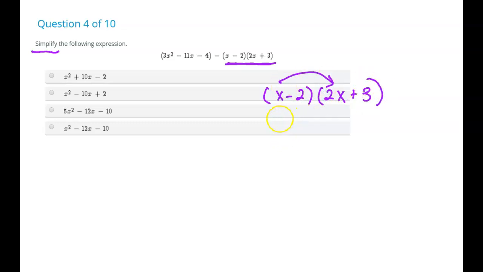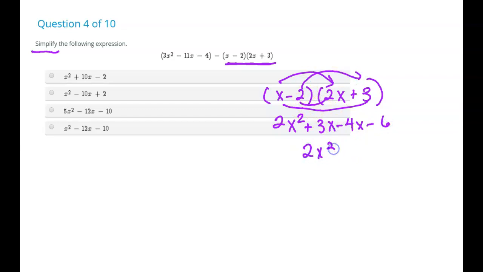x times 2x is 2x squared. My outer would be 3x. My inner would be negative 4x. And my last would be a negative 6. So 2x squared.